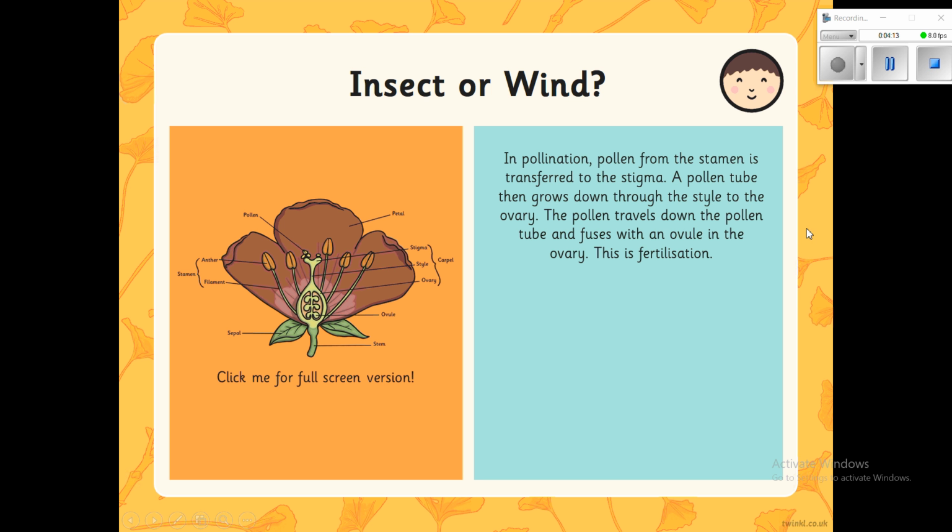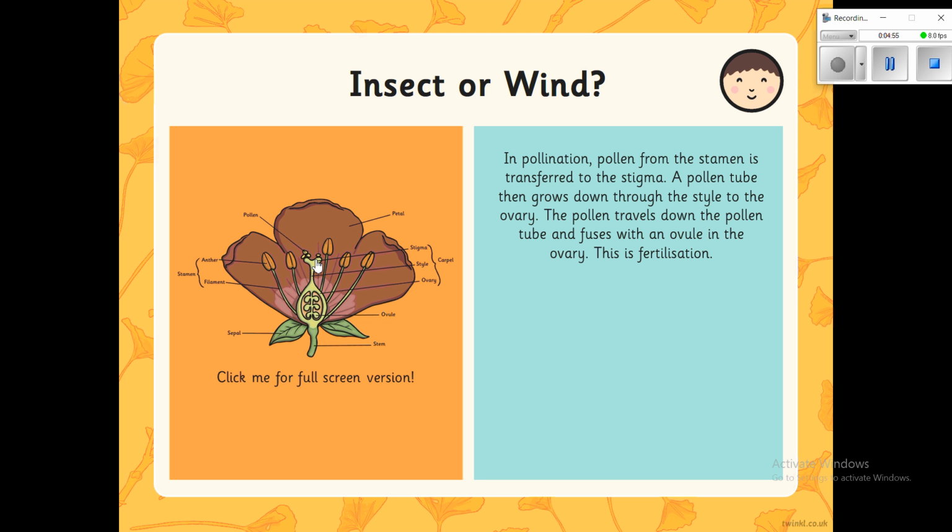In pollination, pollen from the stamen, which is this part here, is transferred to the stigma. I'll go through more detail on this in a second, so don't worry. A pollen tube then grows down through the style to the ovary. The pollen then travels down the pollen tube and fuses with an ovule in the ovary. Basically, the pollen from this part here gets taken by the insect or wind. If a bee lands on it, it might attach to the bee, or the wind might blow it off and it'll fly around in the air, or fly with the insect, and then the insect will land on another flower and it will land on the female sex cell bit here, or the stigma.